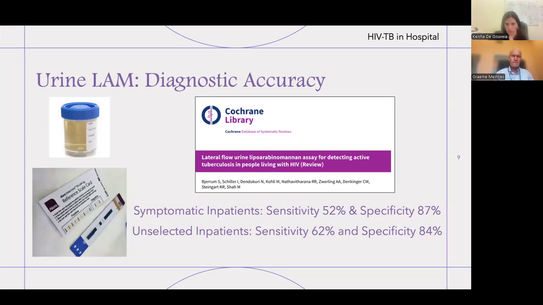So when you do this test, it's important to take a step back. If it's positive, initiate your patient on treatment. But in all cases, it's important to do follow-up testing for confirming the diagnosis, checking for rifampicin sensitivities, and if the LAM was negative, to still continue looking for TB.